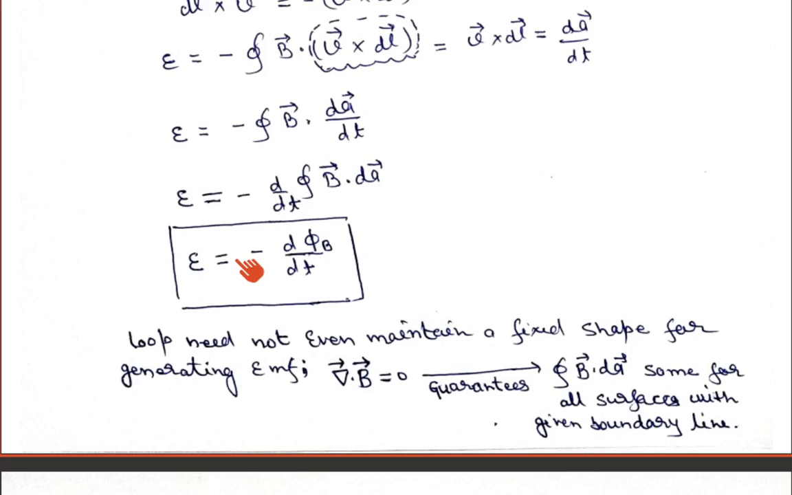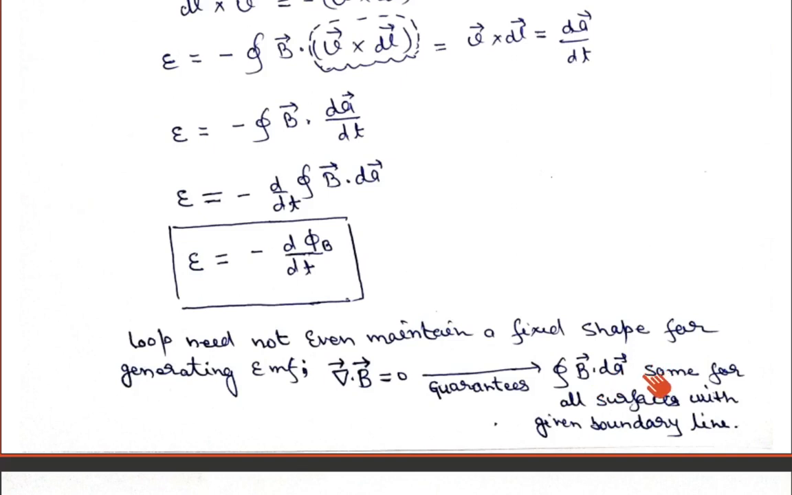This conclusion can also be supported by Gauss's law of magnetism, that is, the divergence of B is equal to 0, as we know. If the divergence of B is equal to 0, then if we take the volume integral of the divergence of B dV, and then from the divergence theorem convert it into a surface integral, this will give the surface integral of B dot dA, which will also be equal to 0.